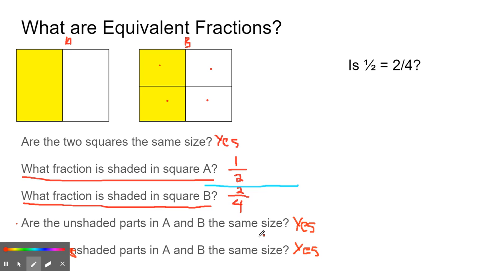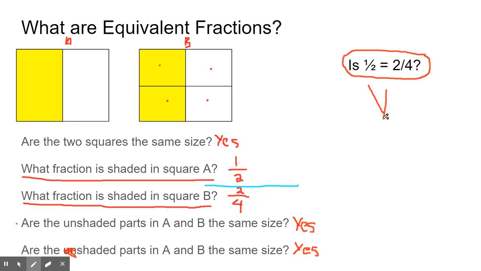Knowing that both the shaded and the unshaded parts in A and B are the same size, we know that 1/2 is equal to or equivalent to 2/4. So yes, they are equal.